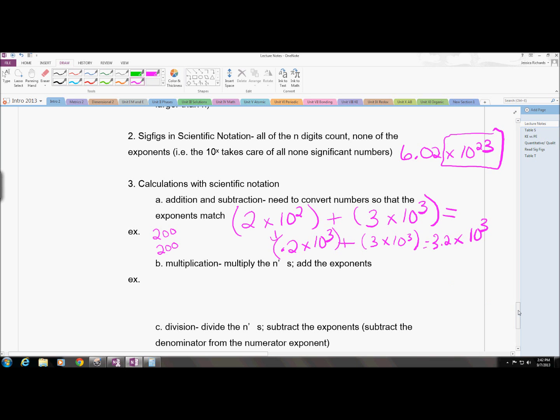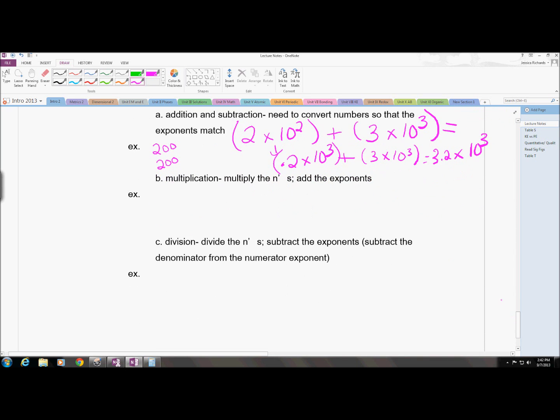Multiplication, you're going to multiply the numbers in the front and add the exponents. So if I were to do the same numbers, 2 times 10 to the second times 3 times 10 to the third, we're going to multiply the numbers. So 2 times 3 is 6, and then we add the exponents. 2 plus 3 is 5, so your answer would be 6 times 10 to the fifth.